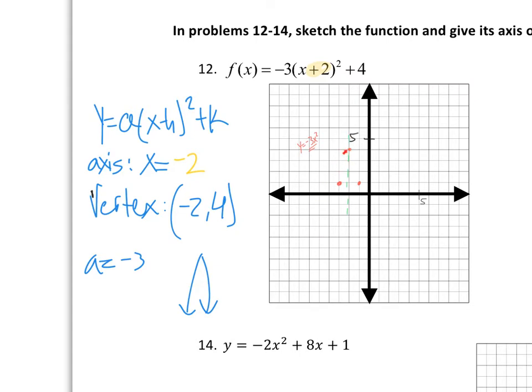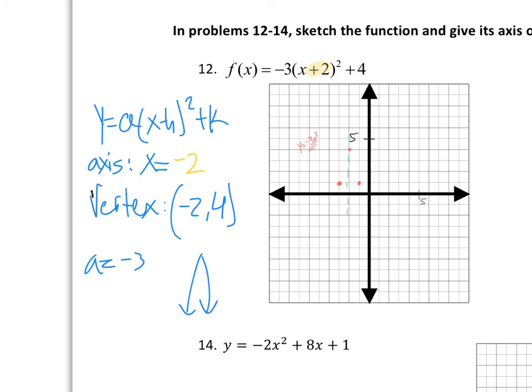Let's go back to the vertex. We know if we go right 2, normally we go down when it's 2 squared. 2 squared is 4. That puts down here. But we're going to go down 3 times as far. All right? So 2 squared is 4, but 3 times 4 is 12. So let's go down 12.